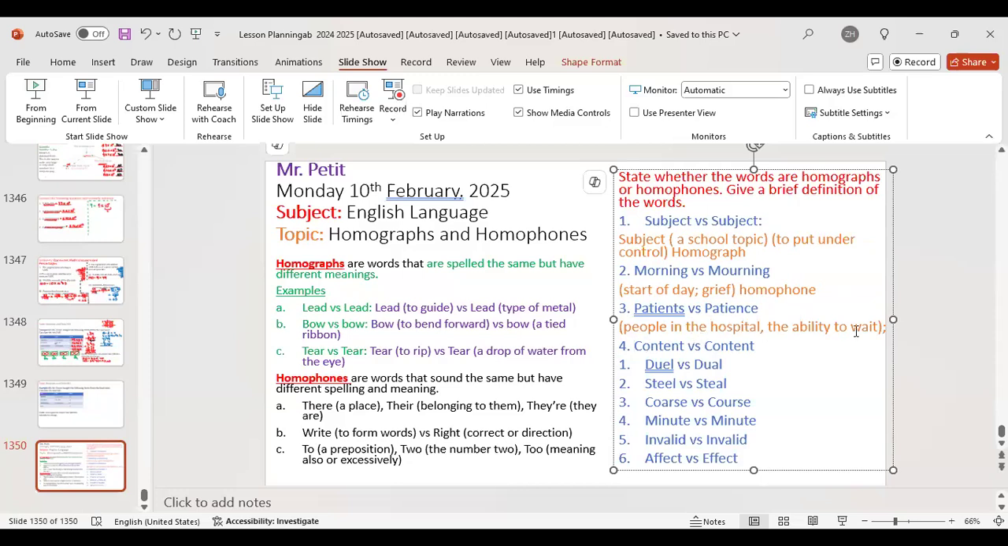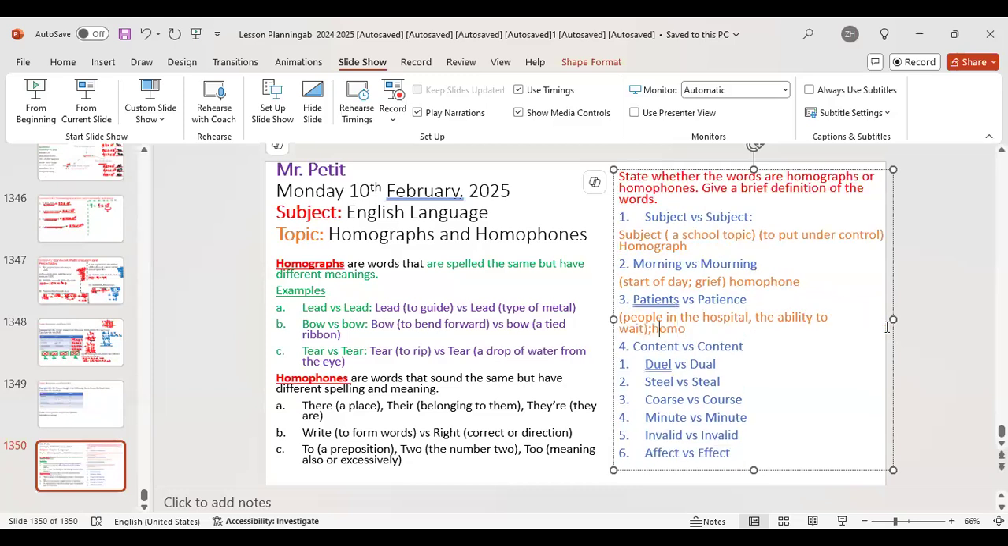Okay, what do we call this one? Patients versus patience. That's going to be a homo what? A homophone. Yes, homophone. Very good. What is this one? Number 4.